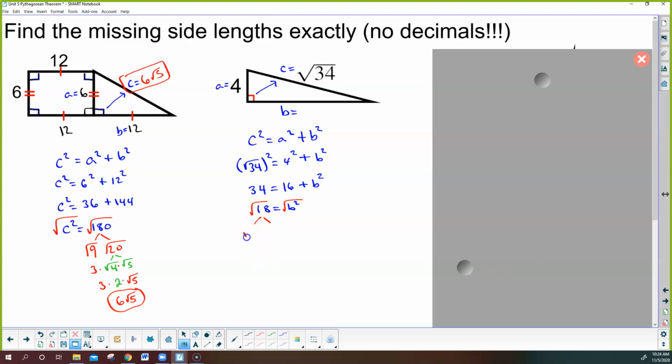But I want to think of this 18 as the square root of 9 times the square root of 2. So we're reducing that factor. And the square root of 9 ends up being 3, times the square root of 2.